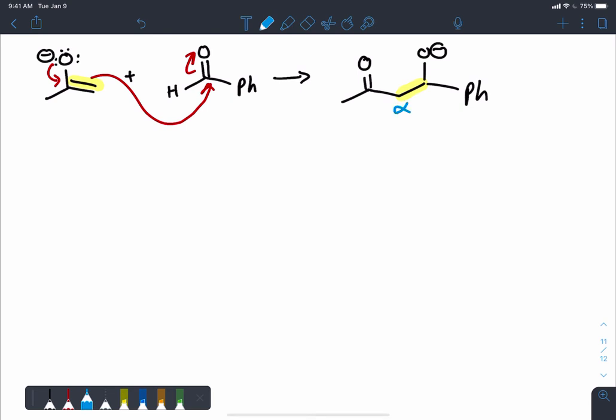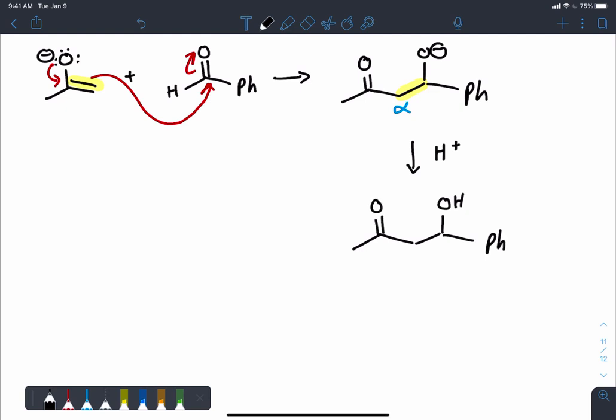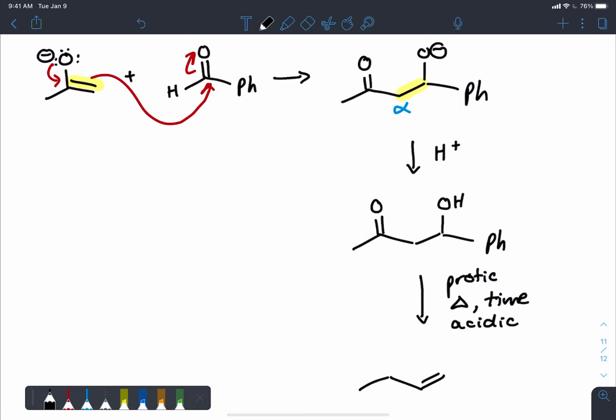Okay, remembering the new bond forms at that alpha carbon and then can be either protonated and the reaction stops there, or if the reaction continues either in conditions of a protic solvent with heat represented by delta, or under acidic conditions, can eliminate that hydroxyl group and give the conjugated alkene product.